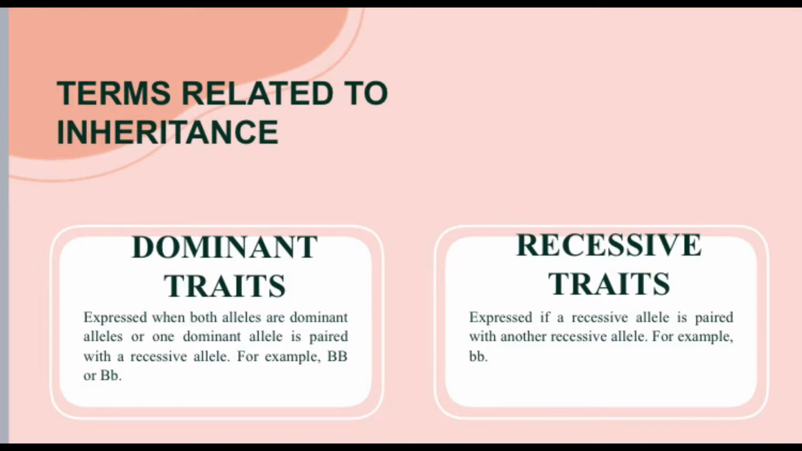Next one, we have dominant traits. Dominant traits are expressed when both alleles are dominant alleles, or one dominant allele is paired with a recessive allele. Okay, for the second one, we have recessive traits. It is expressed if a recessive allele is paired with another recessive allele.